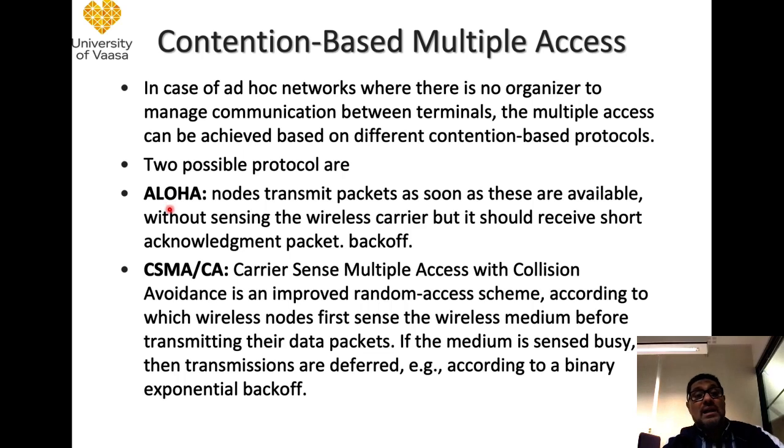protocol. Of course, it is not efficient, especially when we have many terminals and they need to send frequently. So what we have here is carrier sense multiple access with collision avoidance.